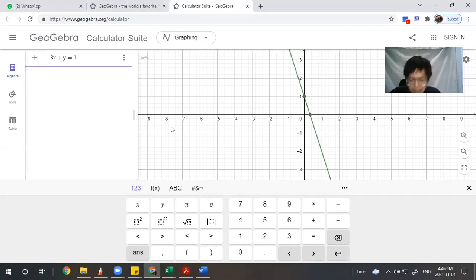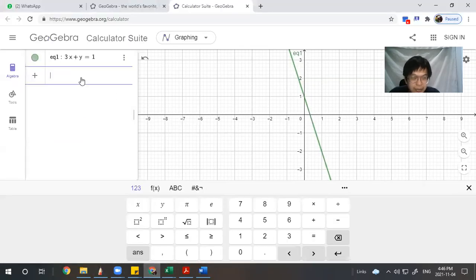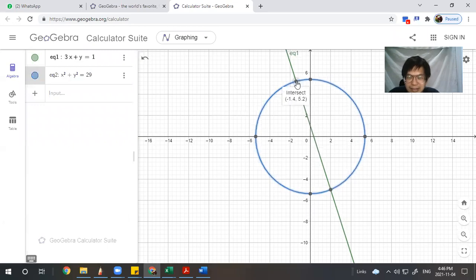That's the line. And the curve? The curve is x squared plus y squared equals 29. So it has to be here, negative 1.4 comma 5.2, and this. Well, I cannot pick two intersections at one time. Okay, here.